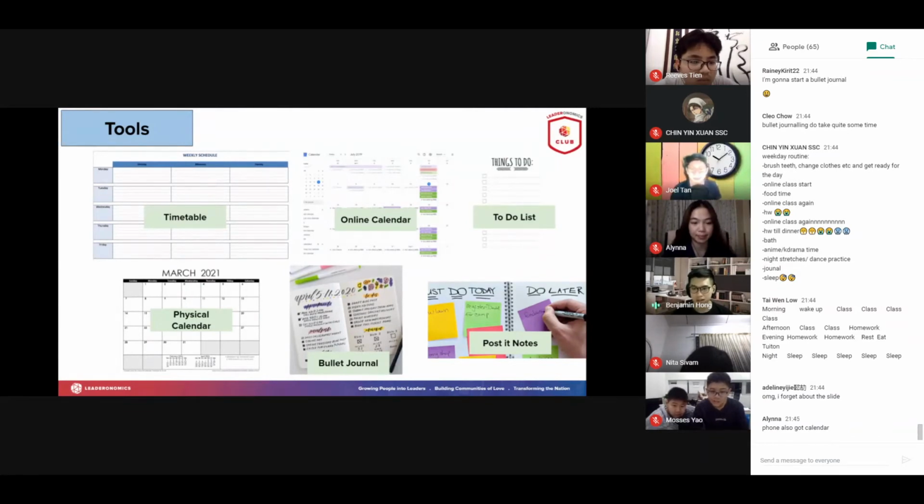Phone also has a calendar, correct. So you can screenshot this slide here. I'm going to just put it here for 5, 4, 3, 2, 1.